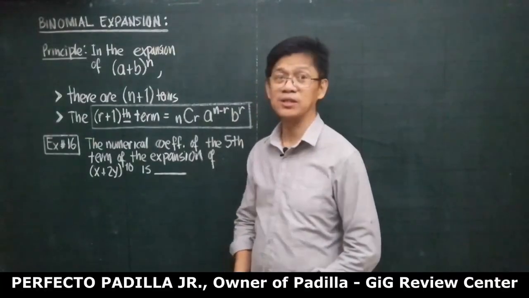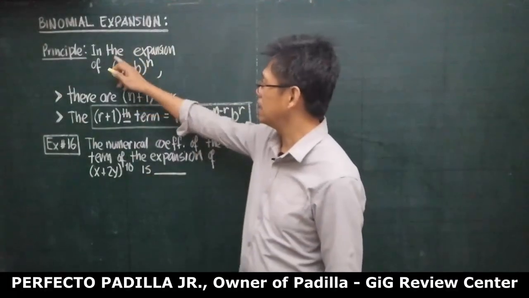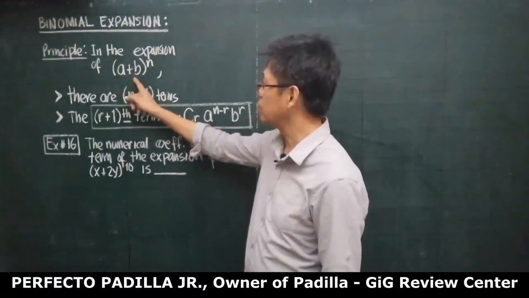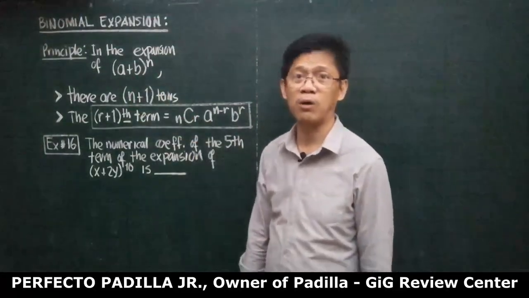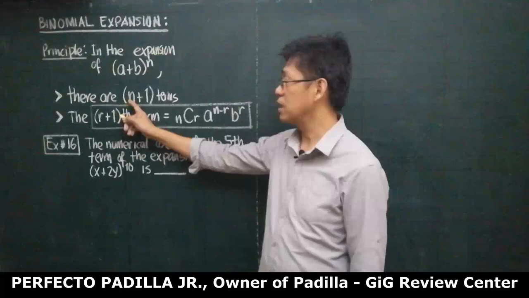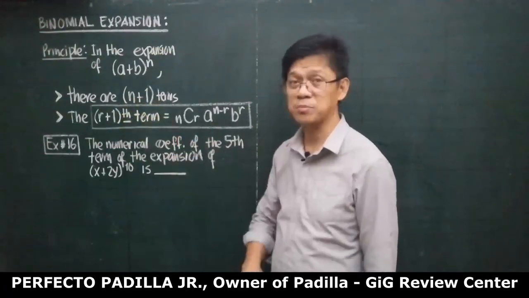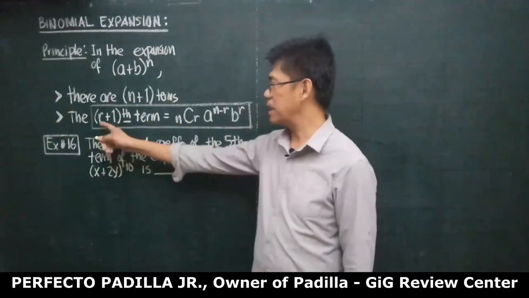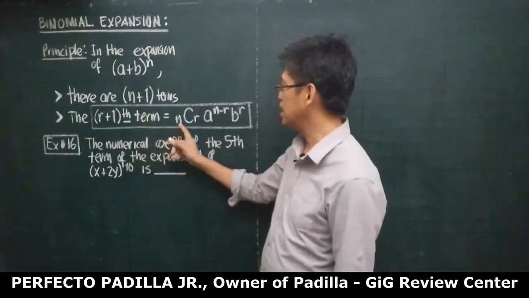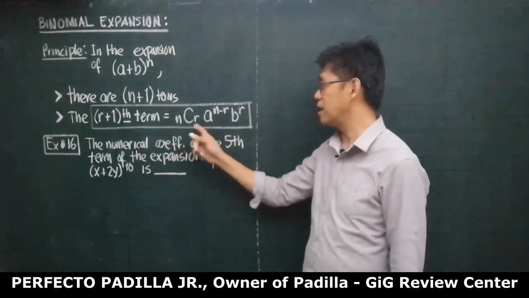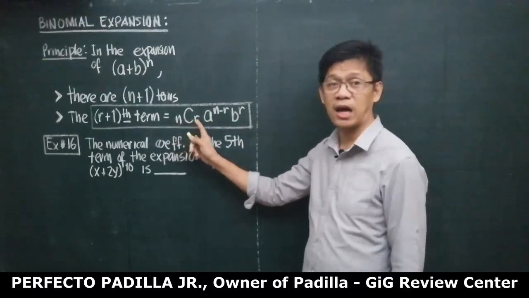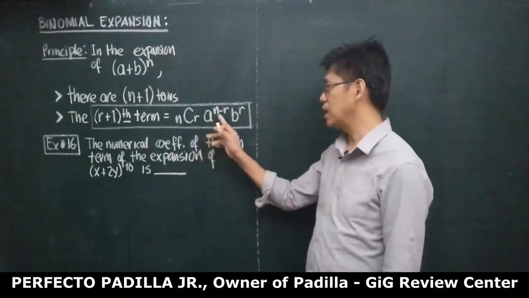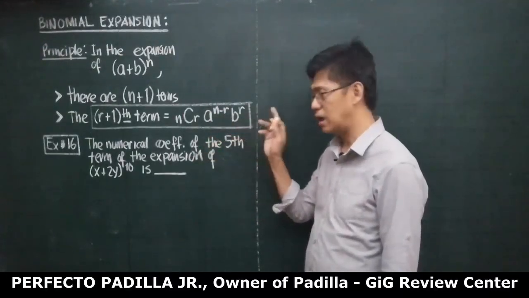Now, for binomial expansion, the principle is that in the expansion of a plus b to the n, a is the first term, b is the second term, n is the exponent or power. There are n plus 1 terms. Explain ko mamaya yung ibig sabihin ng there are n plus 1 terms. The r plus 1th term is NCR. NCR is combination of n things taken r at a time. You have this function in your calculator. A to the n minus r, b to the r.